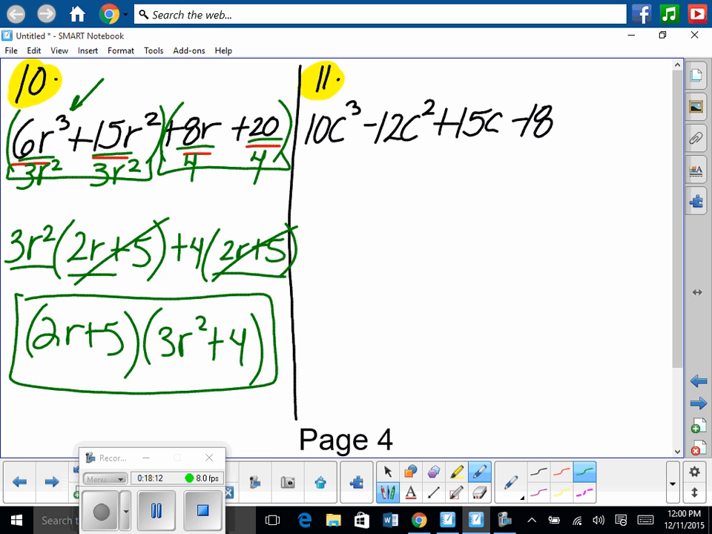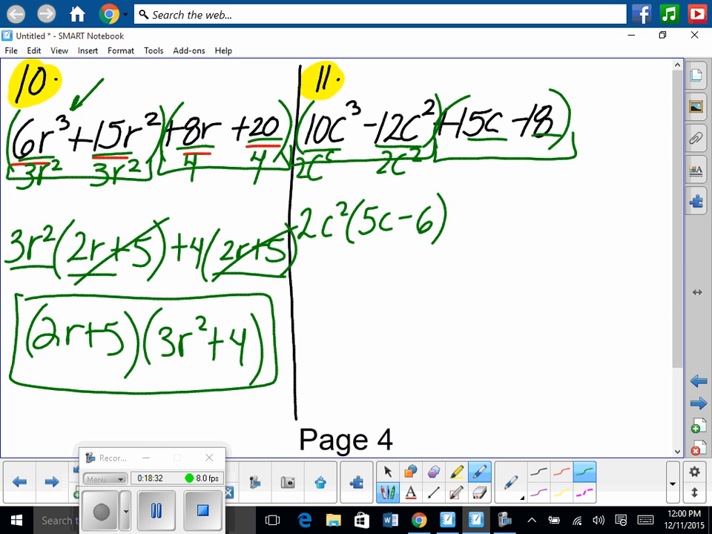Continuing here, we're almost done here. Once again, there's nothing in common in all 4 terms, so we'll try factoring. Because there's 4 terms, factor by grouping. In this group, the greatest thing in common is a 2c squared. Divide by 2c squared from both terms. Left is 5c minus 6.